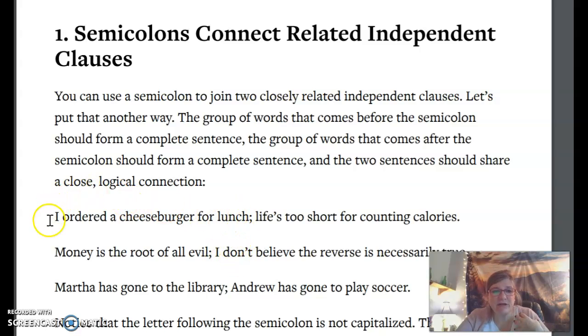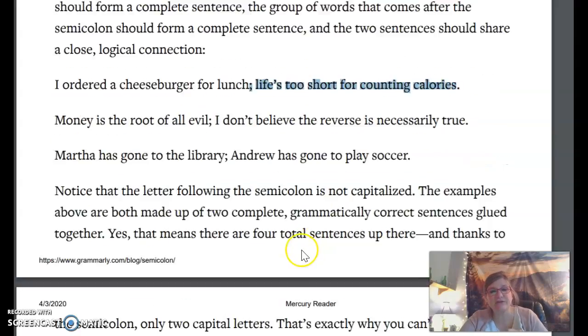The example right here is, I ordered a cheeseburger for lunch; life's too short for counting calories. So this person's trying to show us that these two things are closely related. This can certainly stand as a sentence by itself, and this can certainly stand as a sentence by itself. Notice there's no capital here, and there is no conjunction: and, but, or any of those. There's none of that.